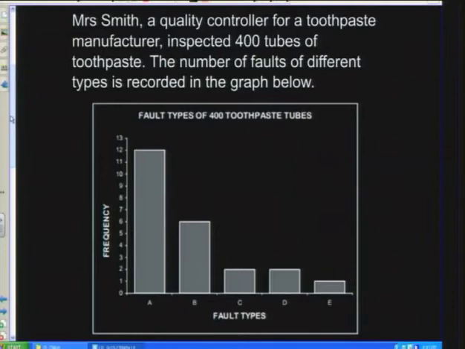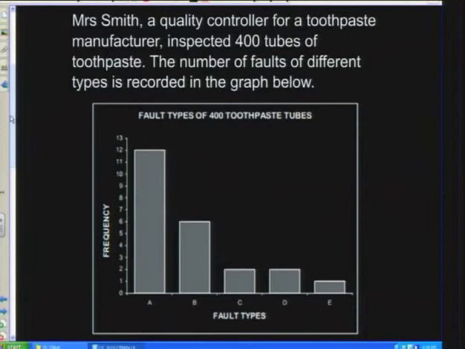So I have a bar chart here, and let's read this. Mrs. Smith, a quality controller for a toothpaste manufacturer, inspected 400 tubes of toothpaste. This comes from a matric pass paper, by the way. The number of faults of different types is recorded in the graph below.